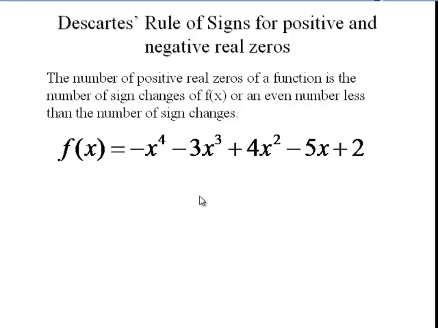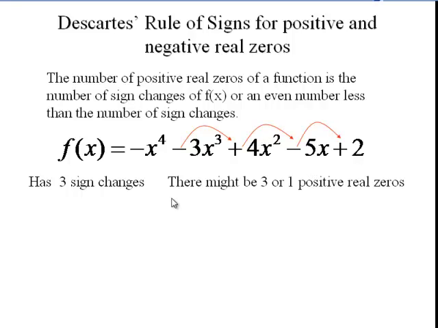You subtract even numbers less than the number of sign changes. Now, for example, if you have negative x to the fourth minus 3x cubed plus 4x squared minus 5x plus 2, we count the sign changes. Negative to negative is not a change. Negative to positive is a change. Positive to negative is a change. Negative to positive is a change. So here's 1, there's a change, and that's a change. That's 3 changes. So you could have 3 or, subtract 2, 1 positive real zeros. So the only number of positive zeros according to Descartes' rule is 3 or 1.